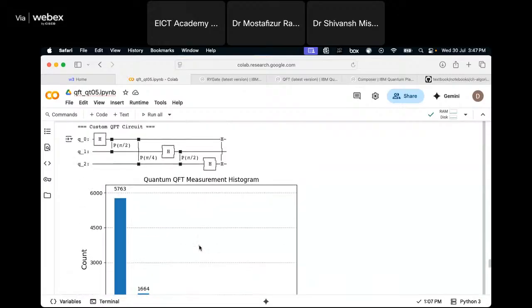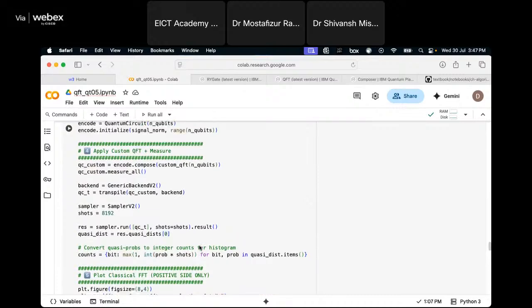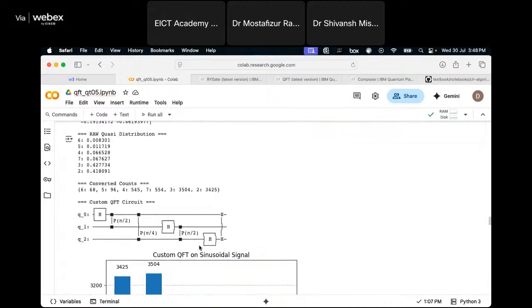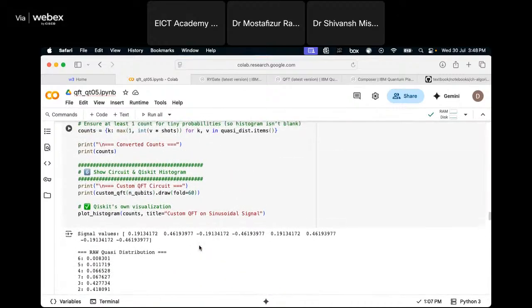This part I have already given you in the notes. You can look at it, and if you have any doubt, I can take it tomorrow. With this, I'm closing this part of QFT today, but I'll continue quantum phase estimation and other things, and I'll continue the Shor's factoring algorithm tomorrow. Let me know if you have any question.